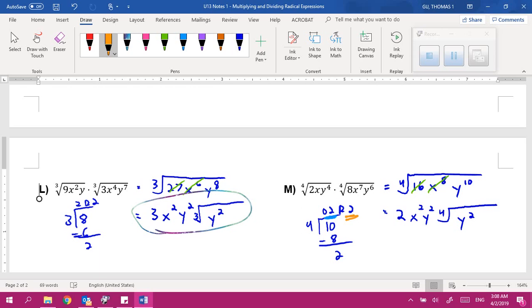And so here's my final answer. I don't need any absolute value signs because there are no odd exponents. So this is my final answer: 2x squared y squared times the 4th root of y squared.